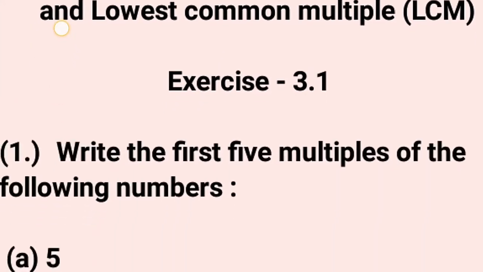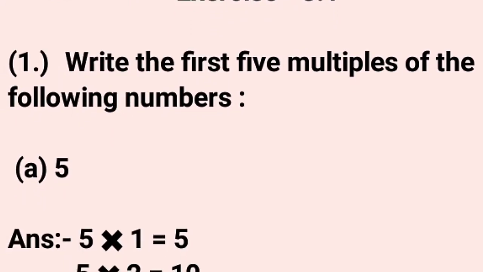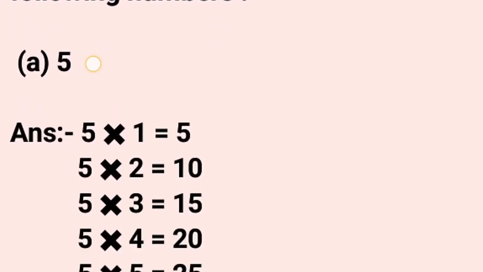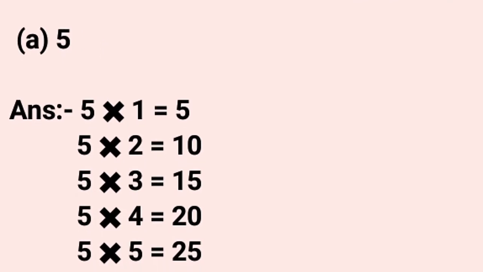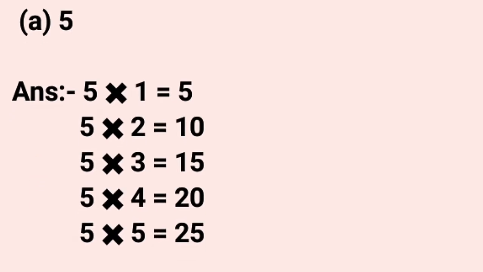Its first part is write the first 5 multiples of the following numbers. So here A part is 5. Let's write its multiples. Multiple means when we multiply this number by any number, it gives its multiple. Like for example table of 5. When we multiply 5 by 1, 5 ones are 5. So this is the first multiple of 5. 5 multiplied by 2 gives us 10. So 10 is the second multiple.